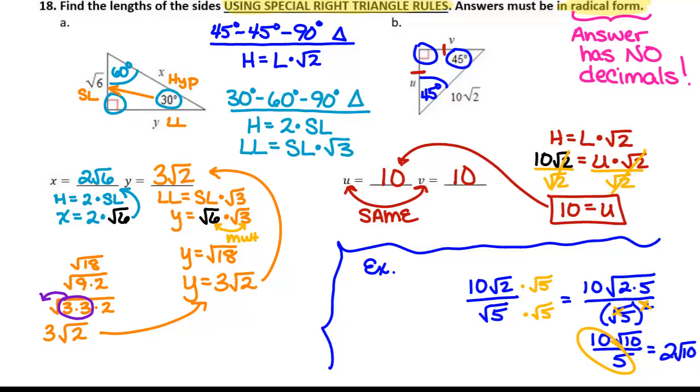Yes? How did I know that U and V are congruent? Because it's a 45, 45, 90. On a 45, 45, 90, you have to have 2 congruent sides.